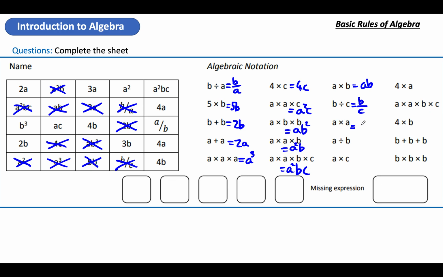Right, A times A. Now that's A times itself, so it's A squared. So that's up there. A divided by B is A over B, like that. There's A over B. A times by C. Nice and easy, just touching means times. Okay, remember that forever. In algebra, touching means times. A times by C is AC. Last column then. So 4 times by A is 4A.